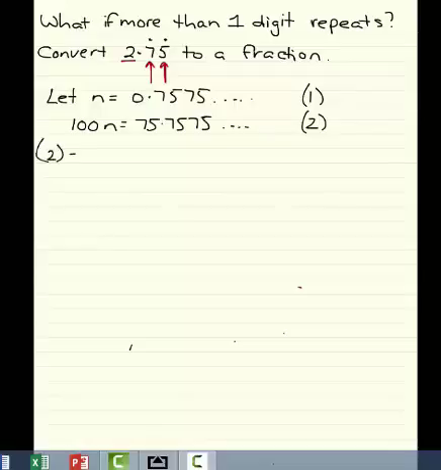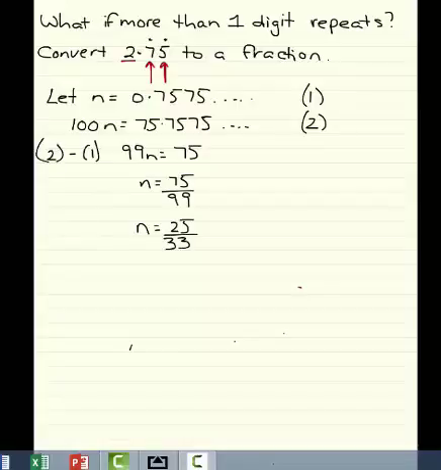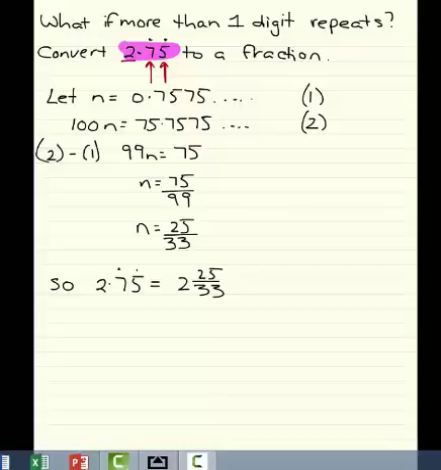Equation 2 minus equation 1 gives me 99n is equal to 75. So n is equal to 75 over 99, which simplifies to 25 over 33. However, that doesn't answer the question that we were asked. You need to remember that we were asked to convert 2.75 repeater. So 2.75 recurring is equal to 2 and 25 over 33.